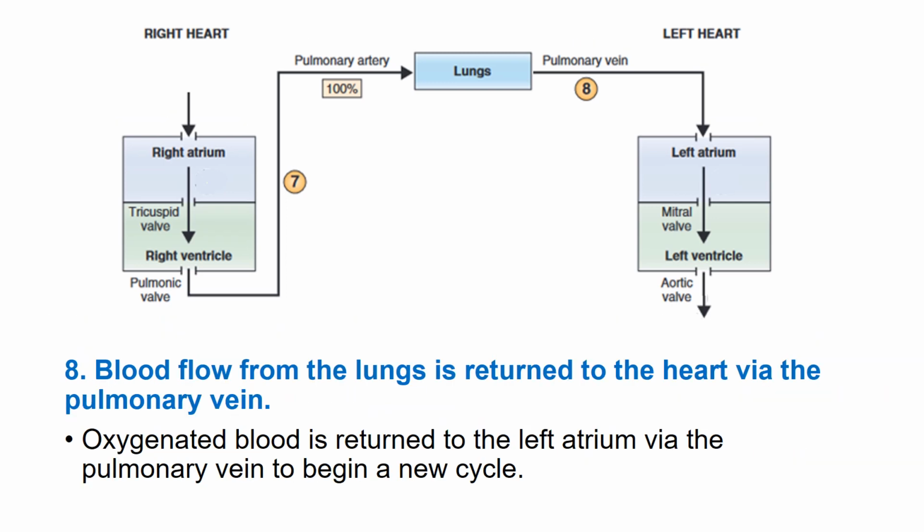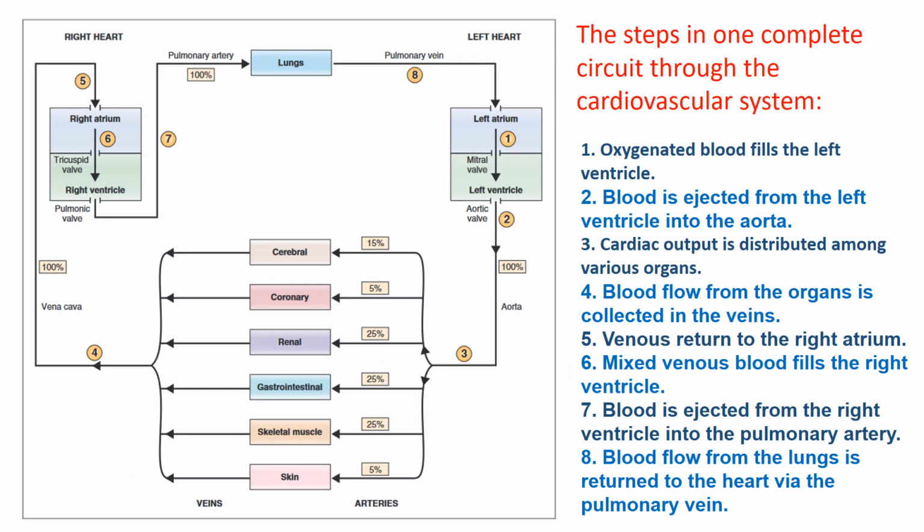Step 8. Blood flow from the lungs is returned to the heart via the pulmonary vein. Oxygenated blood is returned to the left atrium via the pulmonary vein to begin a new cycle. Let's repeat the steps in one complete circuit through the cardiovascular system.